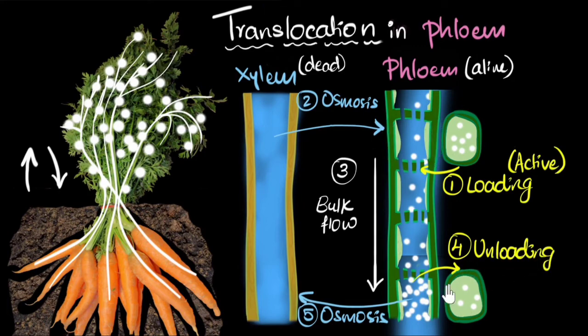And then in step 4, the sugars automatically diffuse out because outside there is less concentration, and that can now be taken up by the cell, which we'll call unloading. And then finally, the excess water drains back into the xylem because the concentration has decreased, so it goes back, and that's how translocation works in plants and trees.